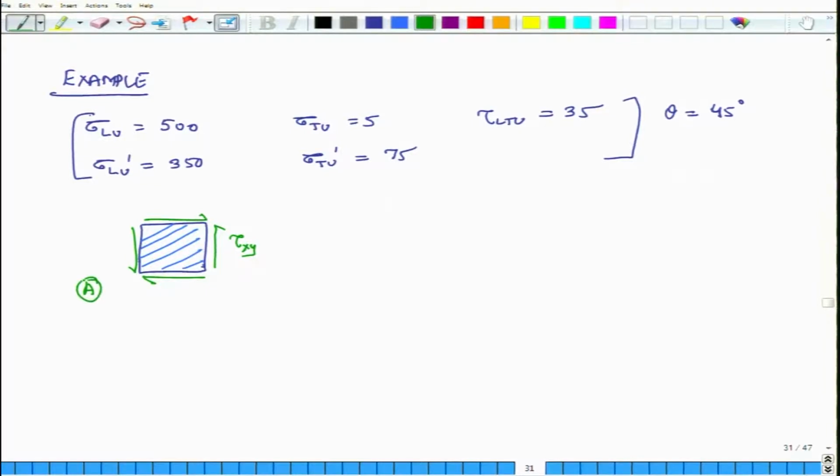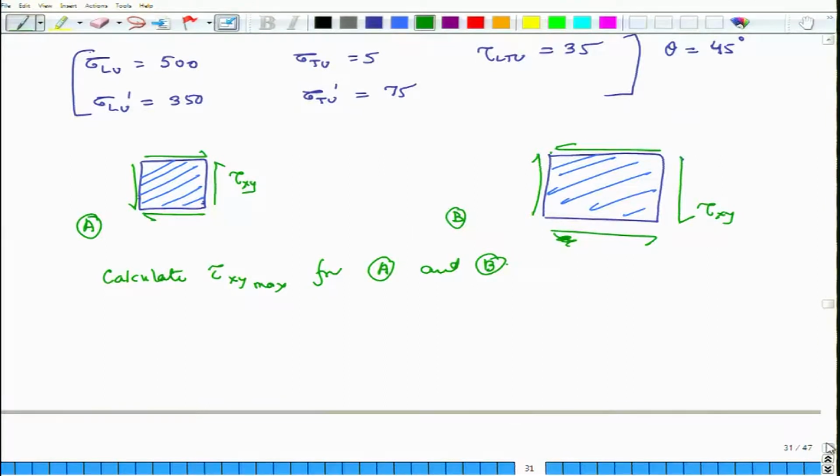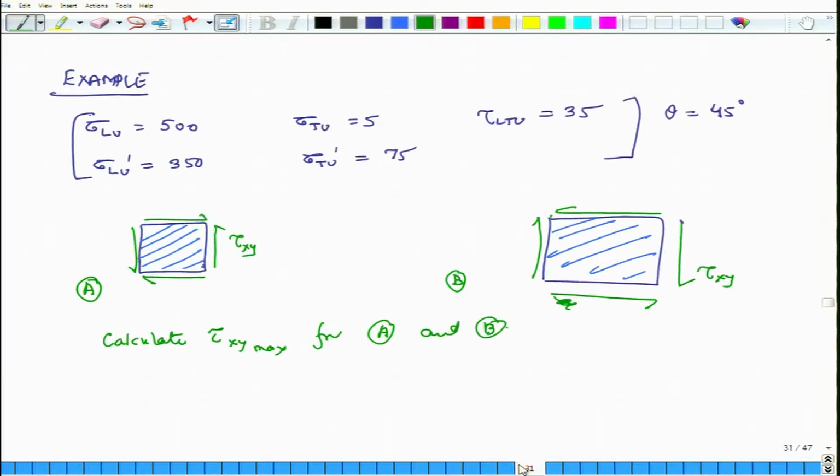So, this is case A, and in the other case, case B, the shear stress is negative, okay. So, the question is: calculate tau xy max for cases A and B. What is the maximum shear stress this kind of material can handle? Okay. So, first we will do case A. What we have to do is first calculate, in terms of tau xy, sigma L, sigma T and tau LT.